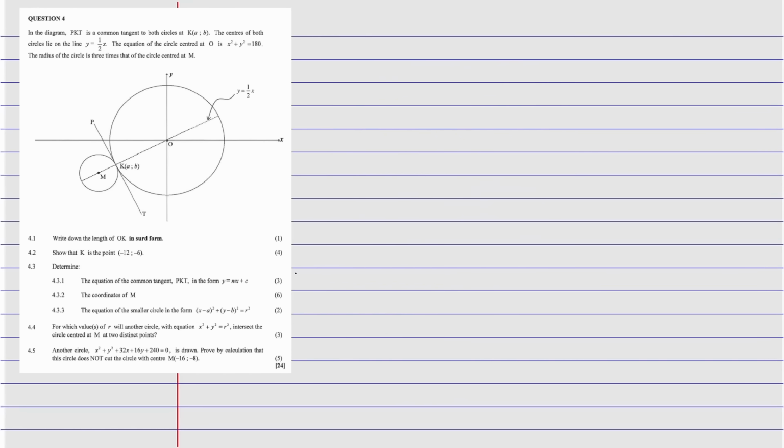So now I'm going to answer the third question for this part, which is the last question for this part, 4.3.3. It says write down the equation of the smaller circle. So we know this is going to be x minus a all squared plus y minus b all squared equals r squared. So here, remember, we found our m as negative 16 and negative 8.